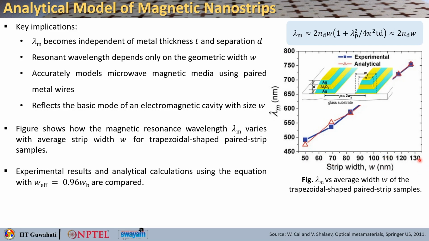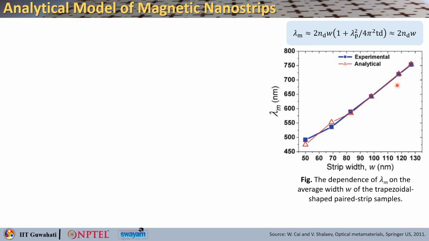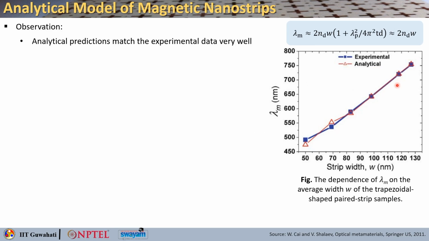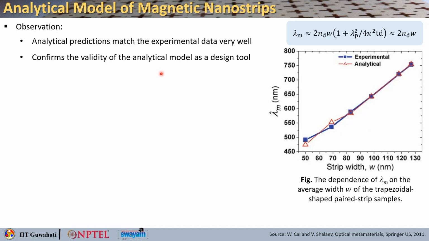So, as you keep on reducing the width, your lambda m is basically reducing. So, more or less you can play within the entire visible range by changing the width. Right. So, these are the observations. If you list them, you can see that the results obtained from the analytical solutions by using this kind of simple equations match very closely with those of the experiment. Okay. So, that basically confirms the validity of this kind of analytical tool for designing.